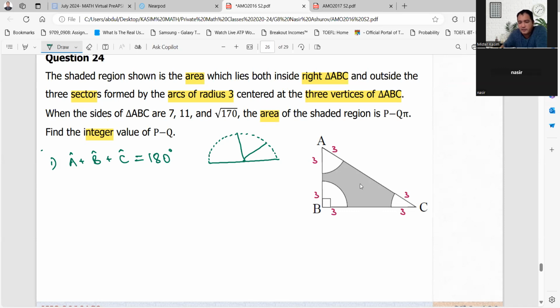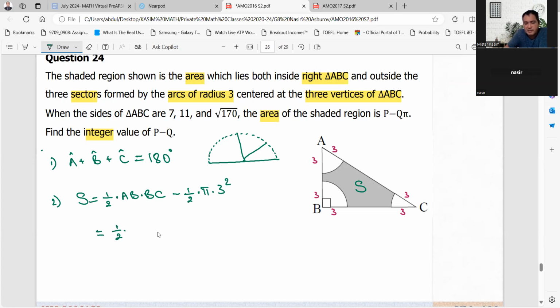Now if the area of the shaded region is S, what is S? S is 1 over 2 times AB times BC, right? Minus the area of the semicircle, right? Now, what is the area of the semicircle? It is 1 over 2 times pi times r squared, right? Yeah. That's it.